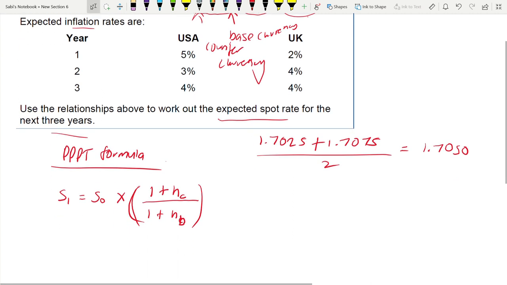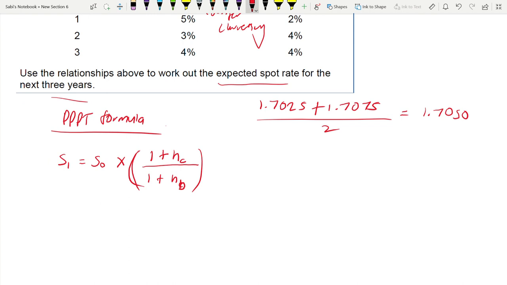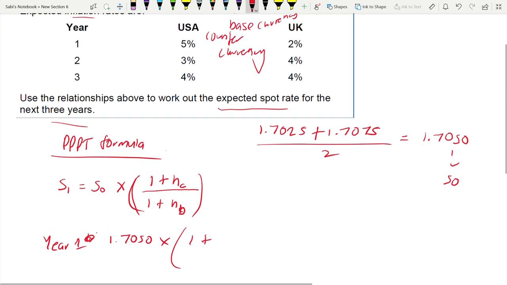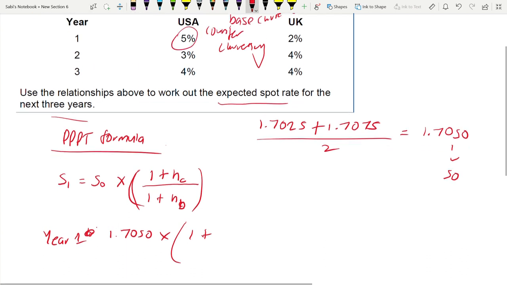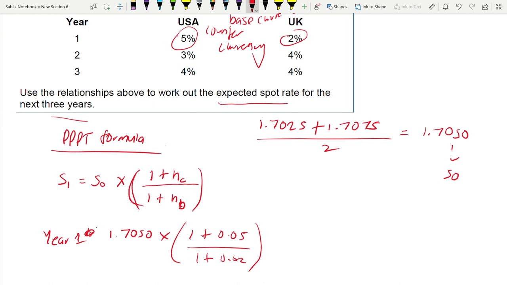So now use it in the formula. This is S0, this is your current spot rate. So for year one, if you have to predict, 1.7050 multiply by 1 plus the inflation of the US, because US is the counter currency. What is it? 5%. So 0.05. Divide by 1 plus the inflation of the UK in year 1. That is 2%. So 0.02. Close bracket. It will be equal to 1.7551. Please do this calculation along with me and just see, are you getting 1.7551 or not? Don't just copy paste it. It will not help you.